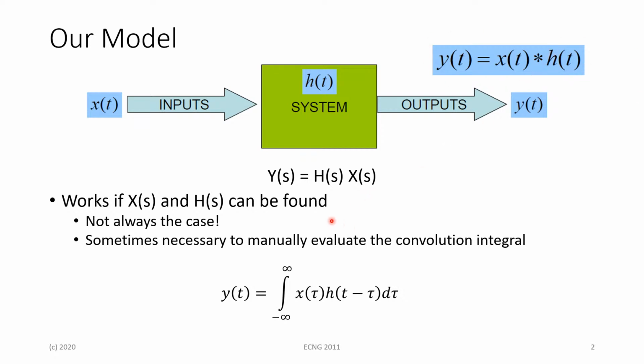And typically, this works once we know that we can obtain a Laplace equivalent for x of t, being x of s, and h of t, being h of s. But not all the times you're going to get a Laplace equivalent for x and h accordingly. And sometimes it's necessary to manually evaluate the convolution integral in order to get your results in terms of the time domain.